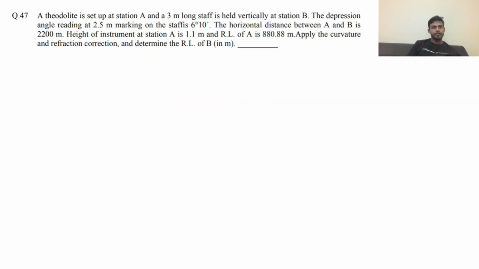Next question. A theodolite is set up at station A and a 3-meter long staff is held vertically at station B. Let's draw a diagram. A theodolite is set up at station A. So this is A. A theodolite is set up at station A and the 3-meter long staff is held vertically at B.